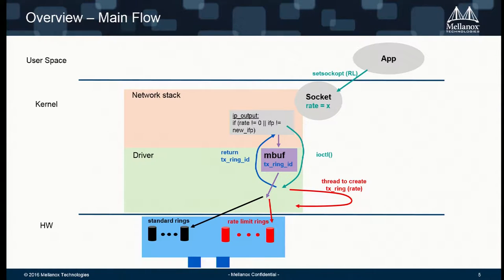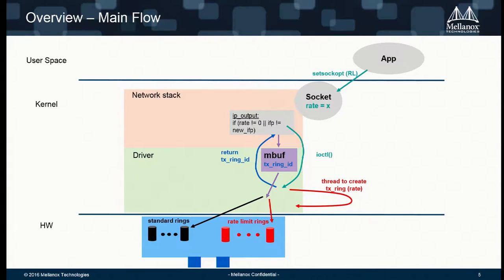What the driver did when he got the ioctl is, like I said, return immediately the TX ring ID and afterwards create a thread so we can asynchronously create the requested TX ring with the requested rate limit. So the first mbuf, as we said, contains the ring ID that he got, let's say, ring 17. He gets into the driver. The driver sees that this mbuf is a rate limit mbuf, that's the kind of traffic coming from a rate limit socket. So the driver wants to divert the packet to the ring ID queue. It's 17, so to queue number 17.